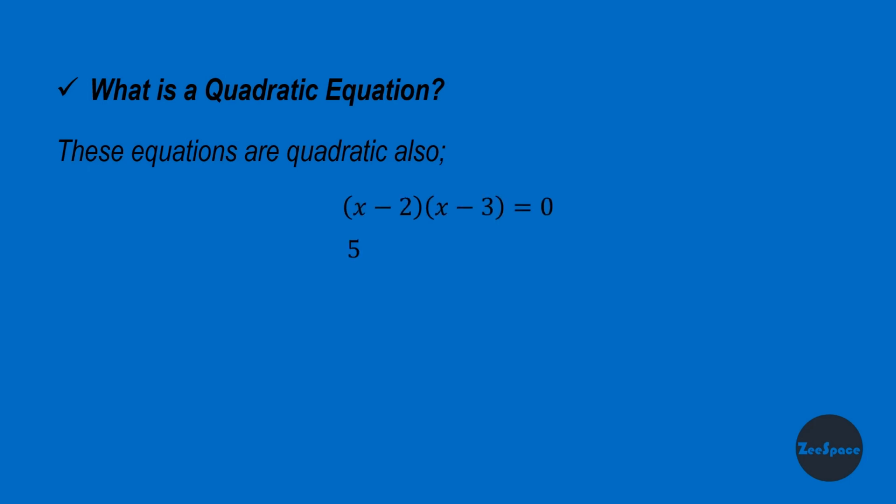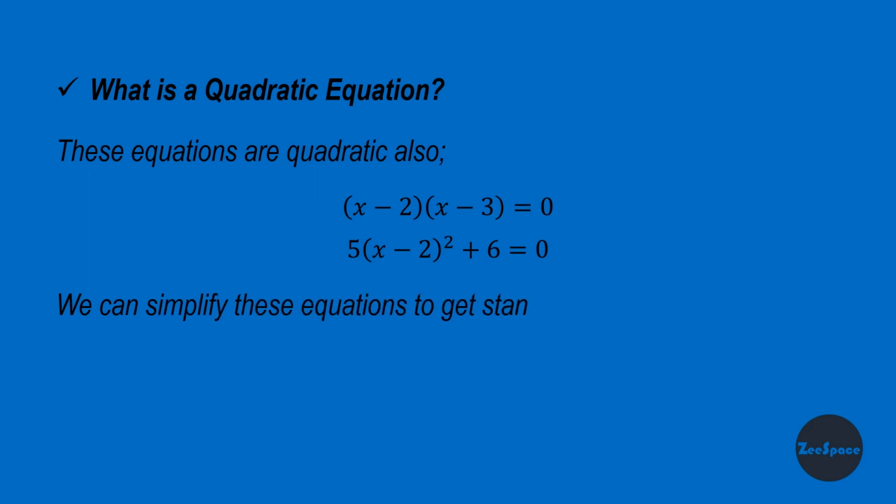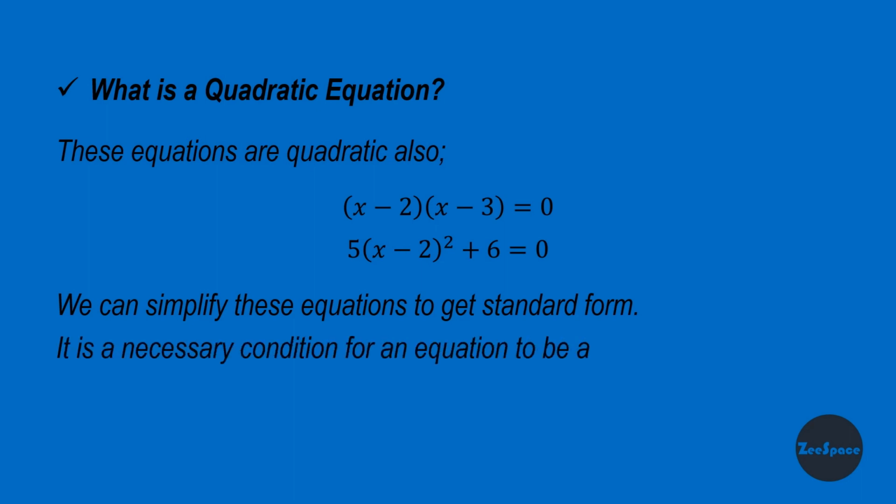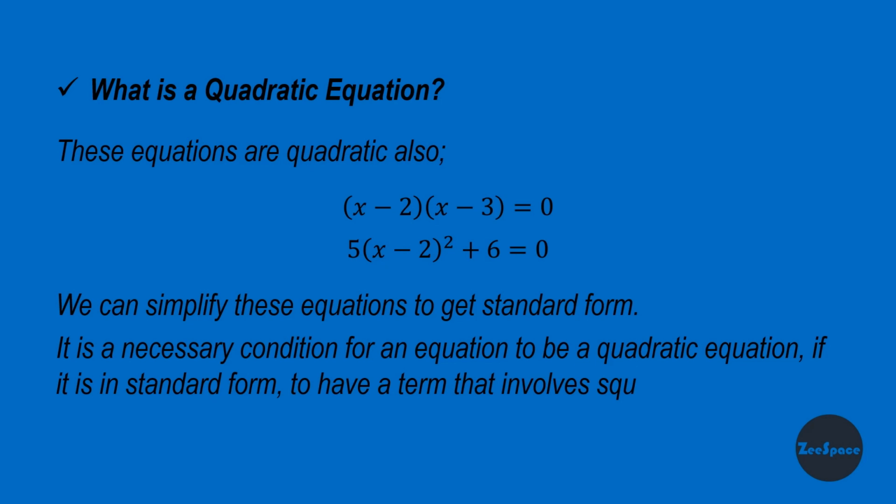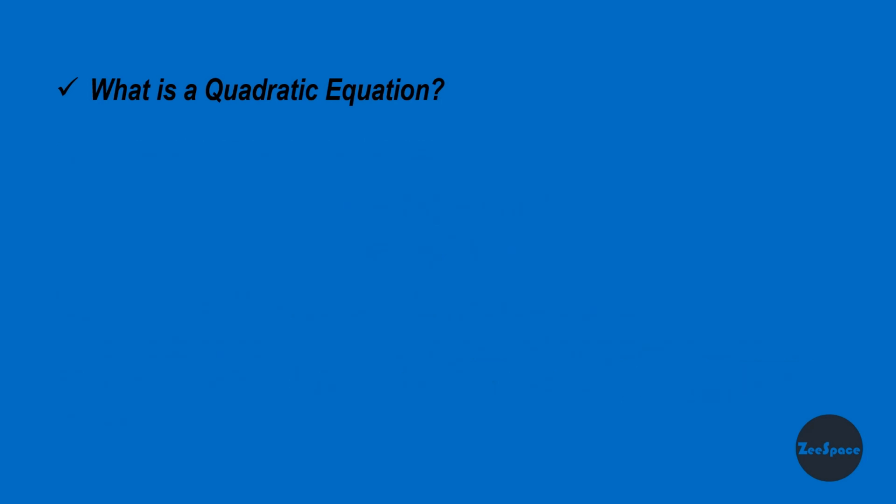x minus 2 into x minus 3 equals 0. 5 into x minus 2 squared plus 6 equals 0. We can simplify these equations to get standard form. It is a necessary condition for an equation to be a quadratic equation, if it is in standard form, to have a term that involves squared power of variable.